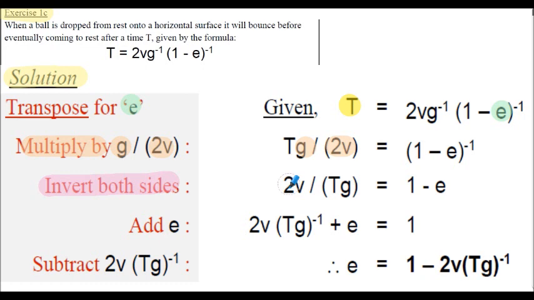So now I have 2V divided by TG, and again I'm using the bracket to ensure BODMAS is correct here. And I've inverted the right hand side, so it becomes 1 minus E. Next I add E to both sides of the equation to make it positive, shown here. And finally I subtract 2V multiplied by, in the bracket, TG to the negative 1 from both sides of the equation to give my final solution for E. So that's my approach to this problem.